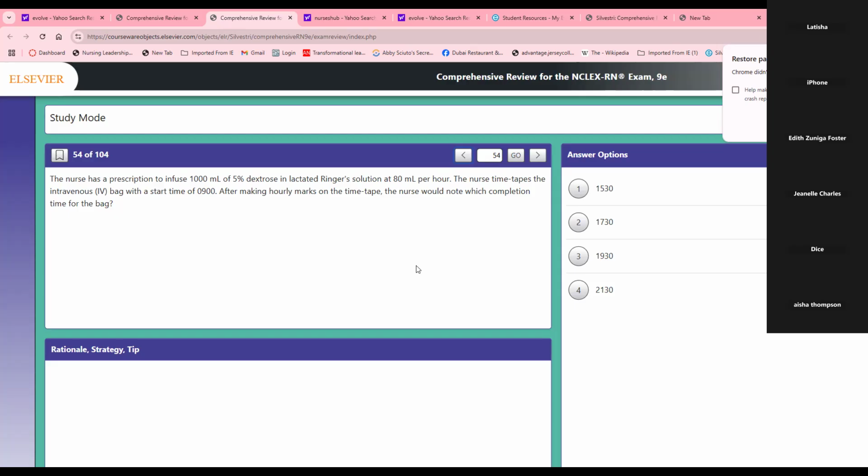But sometimes you get weird numbers. So you have to be able to determine, if I'm going from minutes to hours, what do I do? I divide by 60. And if I'm going from hours to minutes, I multiply by 60, right? Just remember which way you're going.